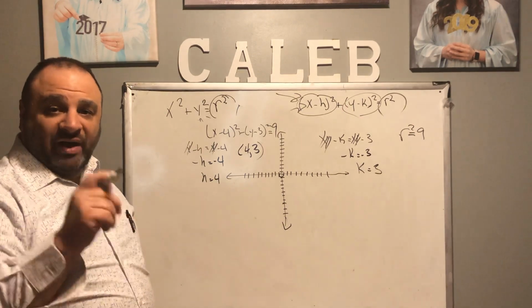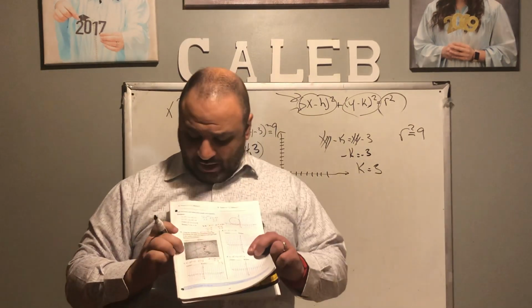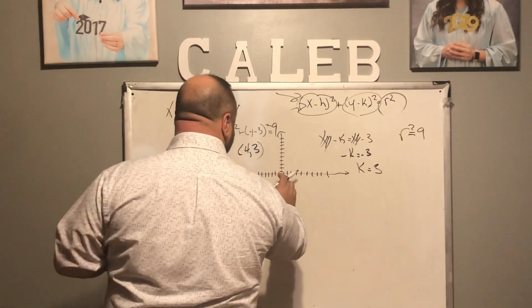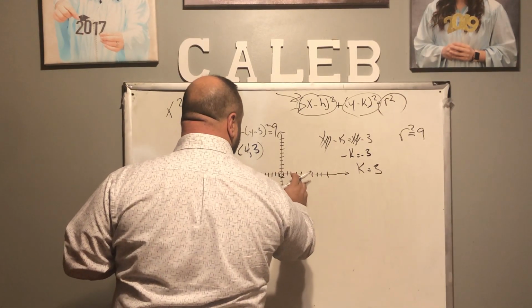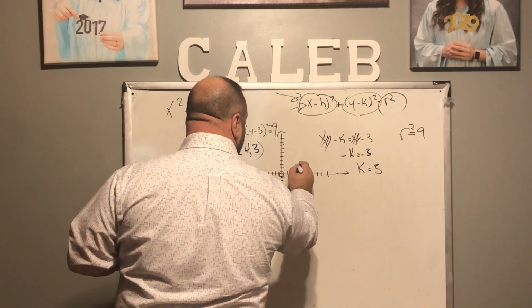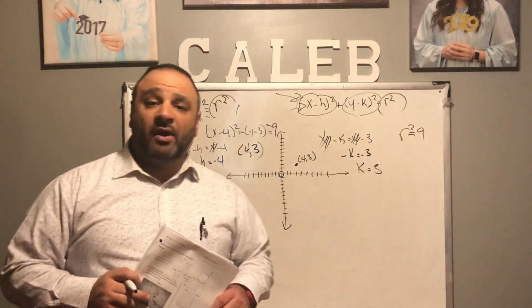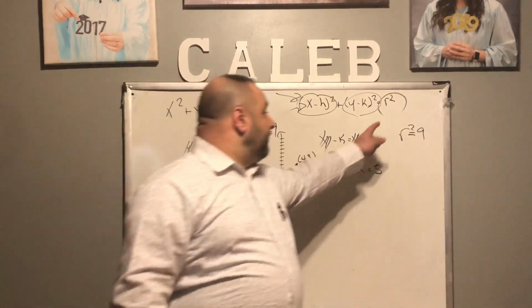Let's graph it. Graph it on your equation. All right, so on your graph there, number 6, let's graph (4, 3). So 4 to the right, 1, 2, 3, 4, 3 up. All right, there's your center. Now from there, what's the radius?